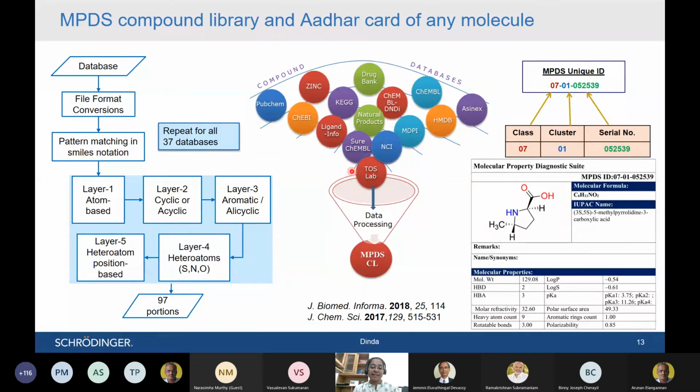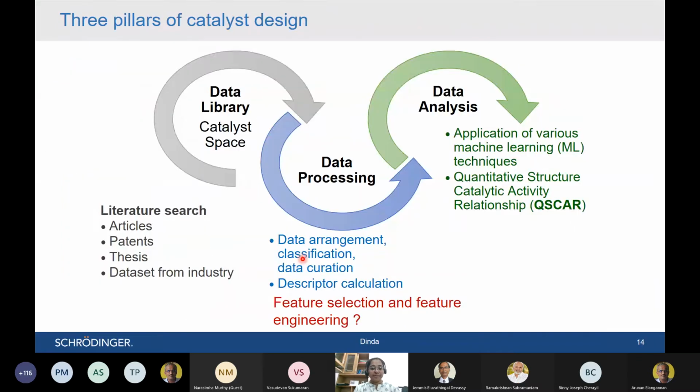So the data are collected from there, and this is the current compound library architecture. It's still in progress. One of Shastri's students is working on it. Initially it was designed to distribute the compounds in terms of classes or clusters, but later they thought it's a better way to divide them into layers, and then each layer into different portions. This work is also not yet published.